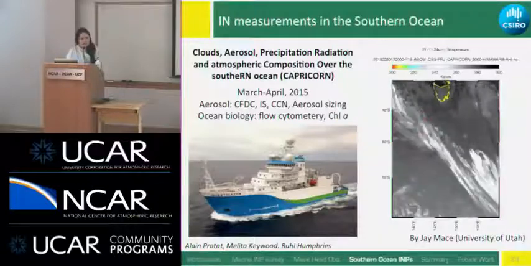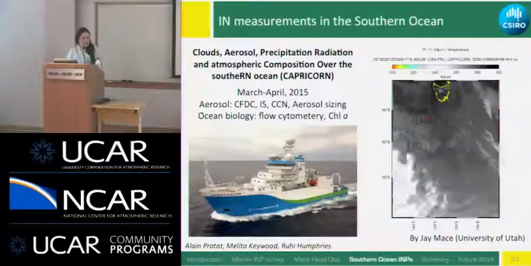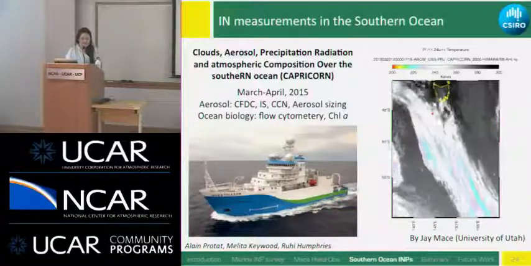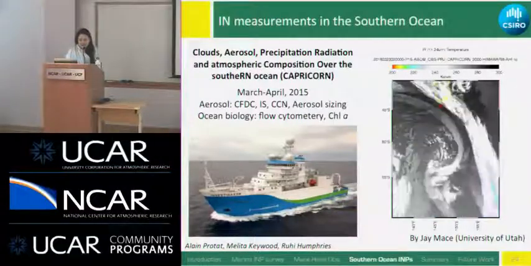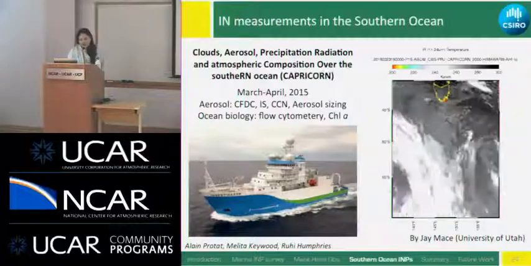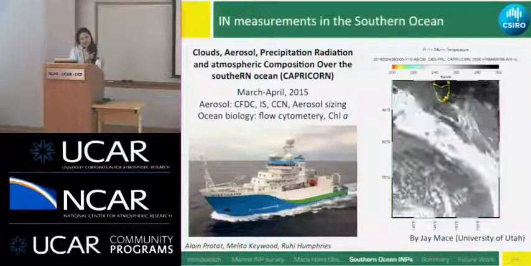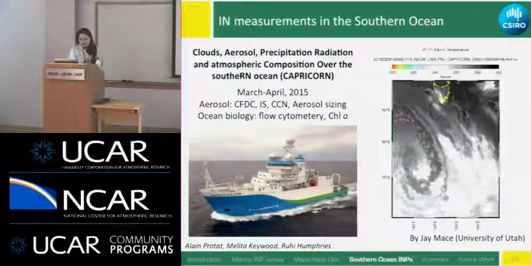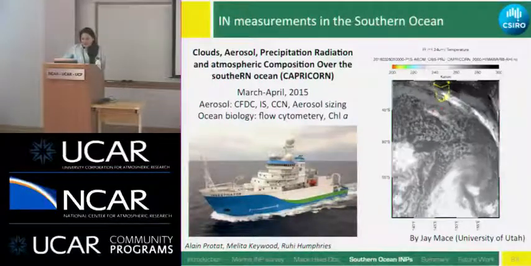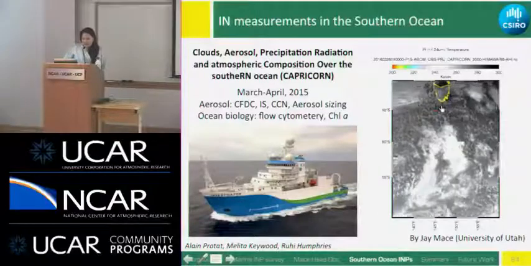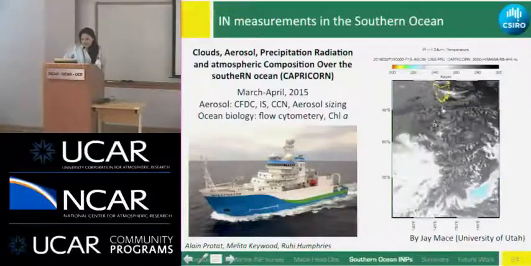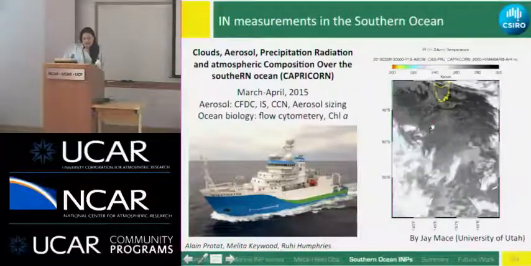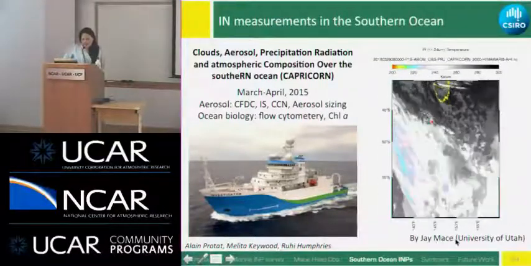And then there was a bunch of oceanographers on board, which was great for thinking about how biological productivity can affect INP. So we had a lot of useful discussions there, and then they also can provide some useful data. So flow cytometry can provide bacteria and microbe counts, and then the chlorophyll A concentrations they also have. And so you can see the different types of clouds during our study. We also had a LIDAR on board and then a microradiometer with Jay Mace, who made this image.